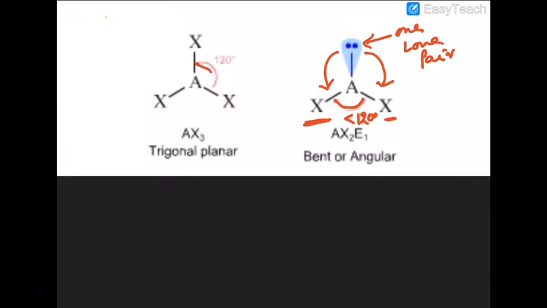But in case of NO2 negative, SnCl2, or SO2, what is the bond angle?